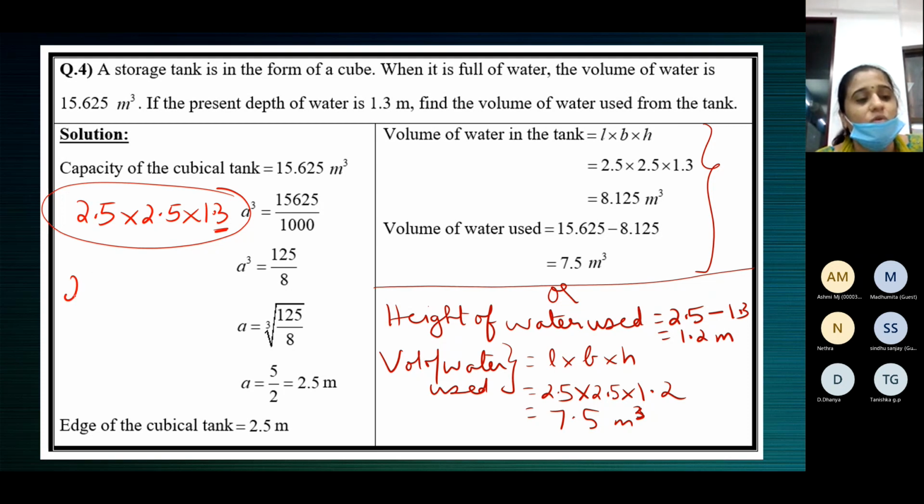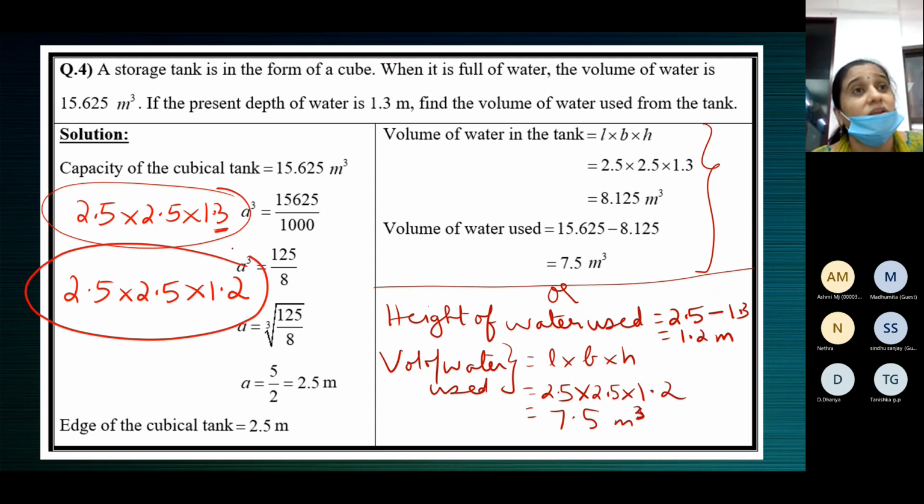If you take the length as 2.5, breadth as 2.5, and height of the water as 1.2, then you will be finding the volume of the water used, because 1.2 is used. If you take the height as 1.3, you're finding the volume of water remaining. All of you get the difference? Yes, ma'am.